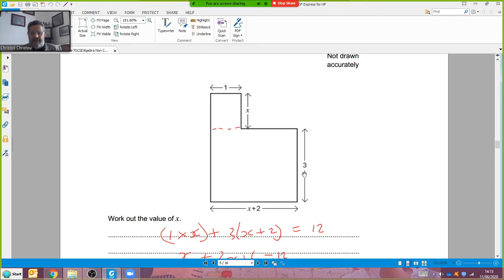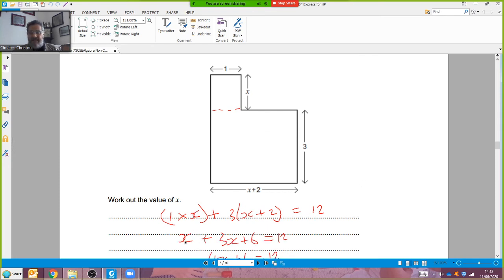And this is going to be 3 times whatever x plus 2 is. In other words, 3 bracket x plus 2 close bracket. Because I don't just have 3 2's here. I don't. I have 3 2's and I have 3 x's. Again, we've done brackets before that we multiply out. So now I've got my equation. Well, 1 times x is just x. 3 times x is 3x, and 3 times 2 is 6.